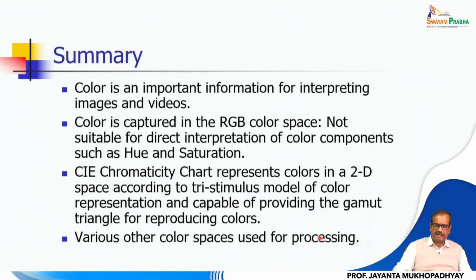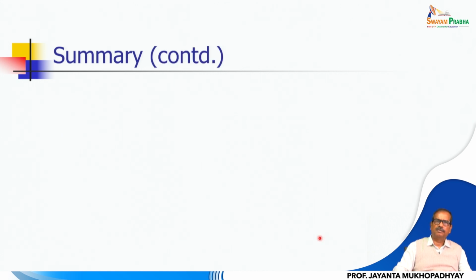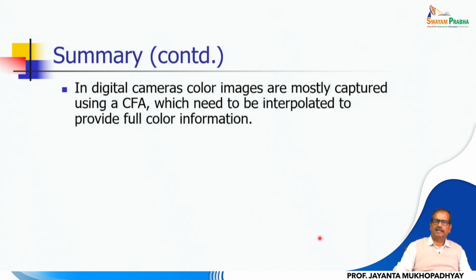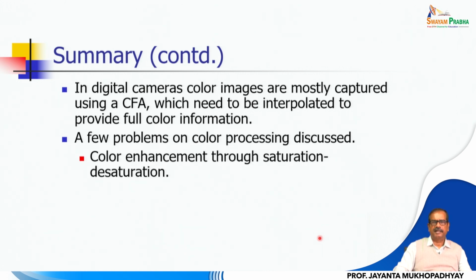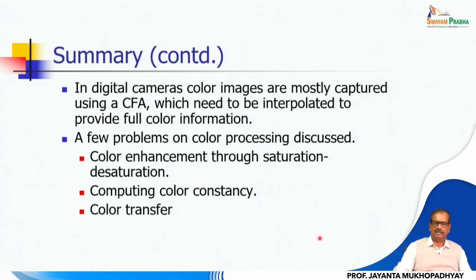Then there are various other color spaces which are used for processing, and in digital cameras particularly, color images are mostly captured using a color filter array. And there are a few more problems on color processing that we have discussed, such as enhancement through saturation, desaturation, computation of color constancy, then color transfer. Of course, the last one we discussed is color interpolation.